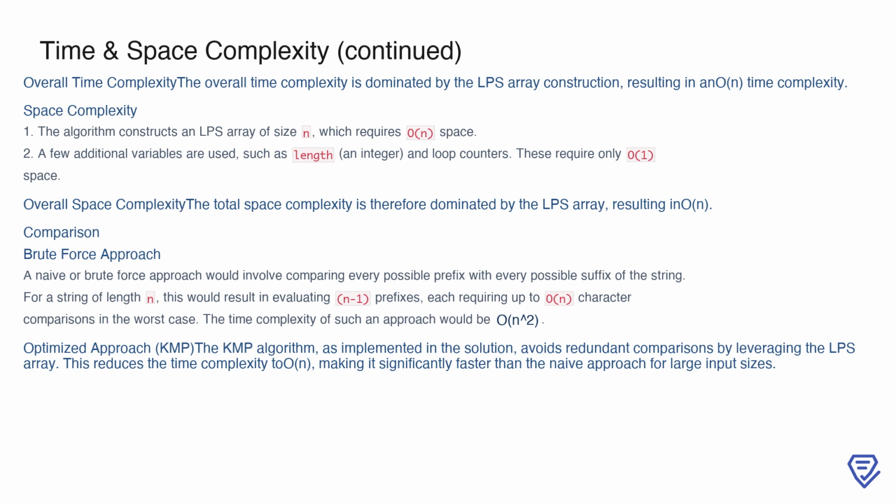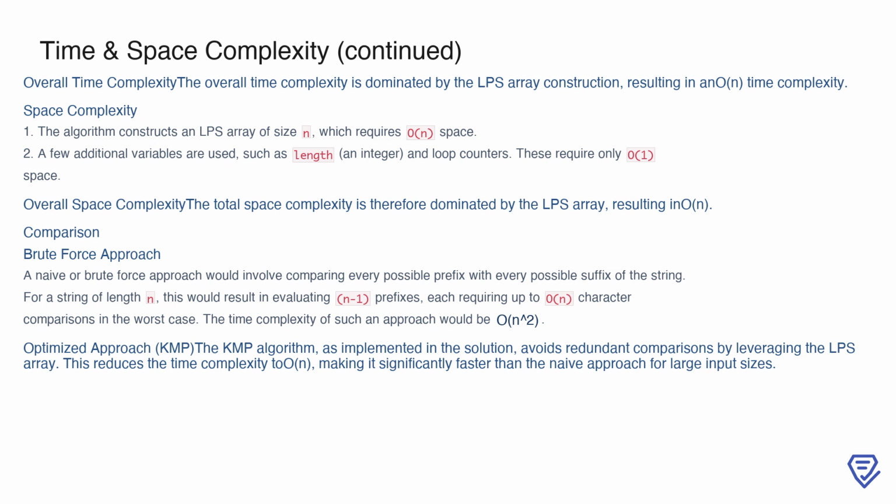To put this in perspective, consider the brute force approach, where we compare every possible prefix with every possible suffix of the string. For a string of length n, this approach evaluates n-1 prefixes, with each prefix requiring up to O(n) character comparisons. As a result, the brute force method has a time complexity of O(n squared), which is significantly slower. In contrast, the KMP algorithm avoids redundant comparisons using the LPS array, reducing the time complexity to O(n).